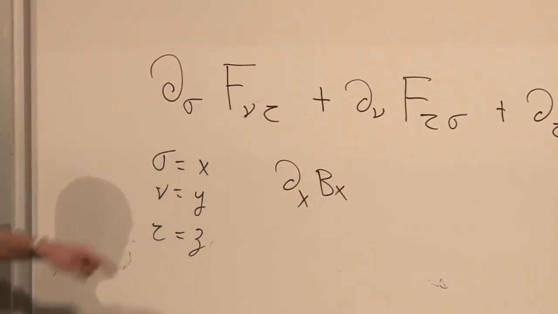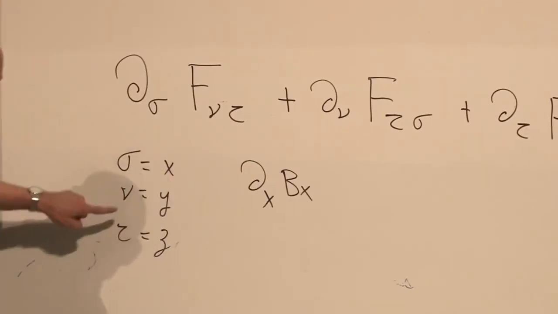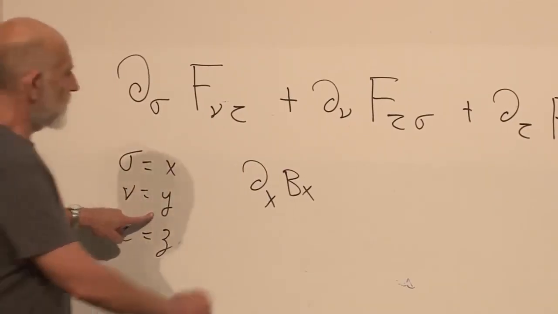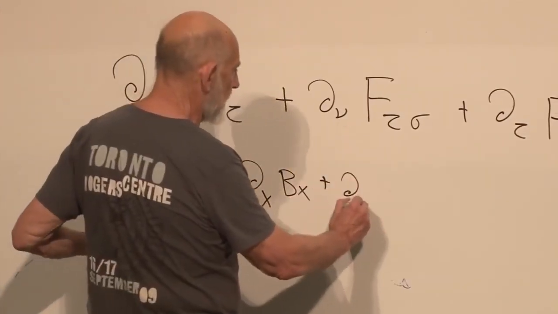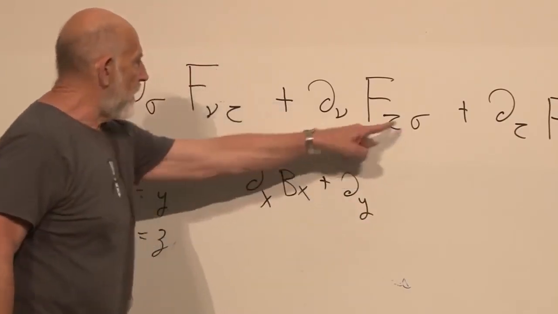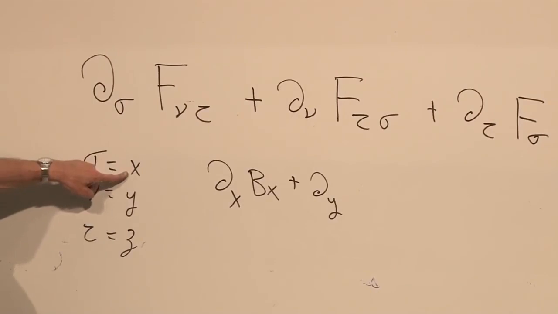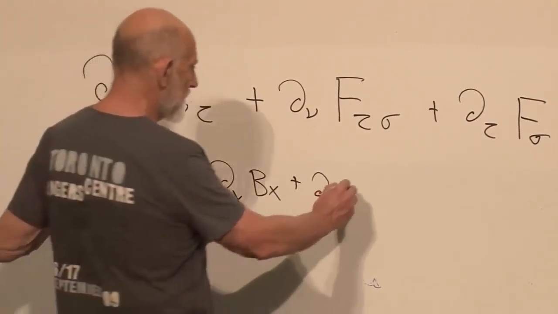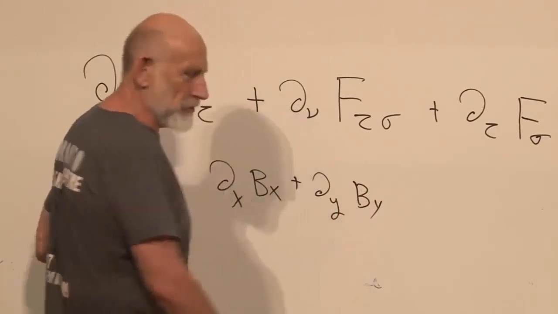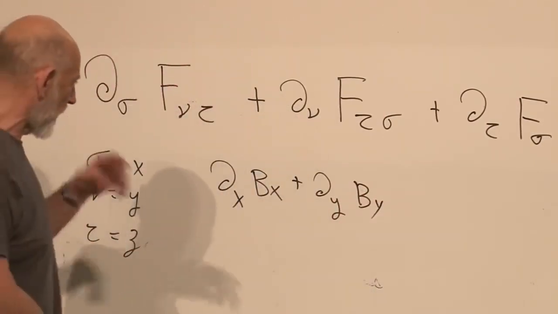How about this one over here? Now, nu is equal to y. So this is plus derivative with respect to y. Tau and sigma, what are tau and sigma? Z and x. So what kind of B is that? By. You have to check the sign. The only thing that could go wrong is the sign.